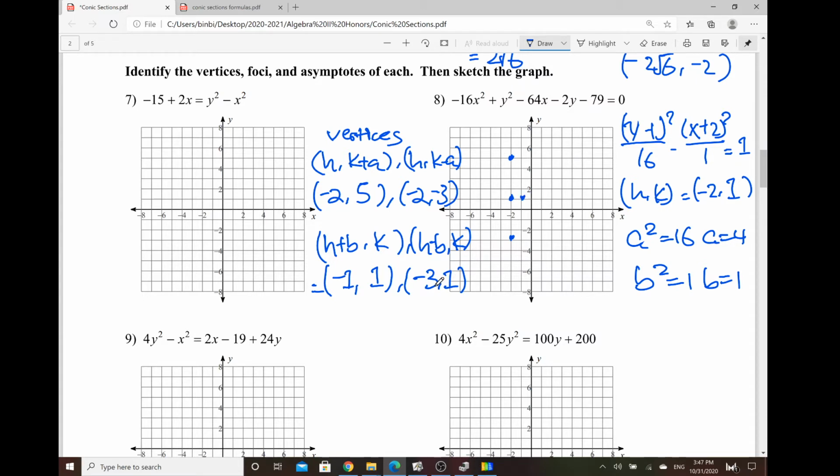And then the other one is negative 3 comma 1. And then you want to draw the box to connect those dots here. Since we do know that this is a vertical hyperbola, that means we need to connect those corners for the imaginary box, so we can get the asymptotes. Extend it all the way through. This one too, extend it.